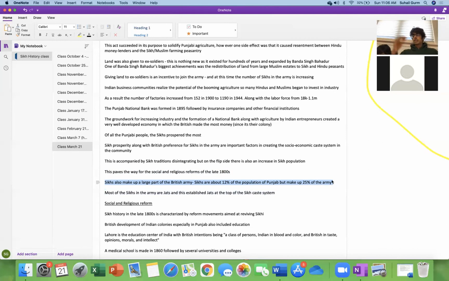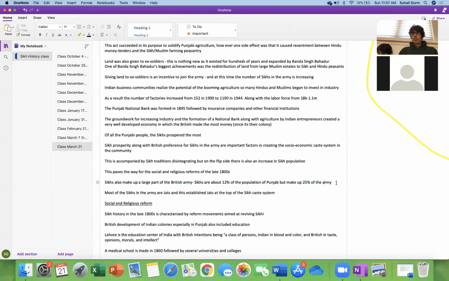Between the Sikhs, Hindus, and Muslims, actually, the Sikhs are the minority, meaning they have the least amount of people. If you have Sikhs, Hindus, and Muslims, the ones in the smallest amount are the Sikhs. They only make about 12% of the population in Punjab. So think about it. There are three religions, Hindu, Muslim, and Sikh. 12% are Sikhs, so it's a very small minority. But they make up 25% of the army.